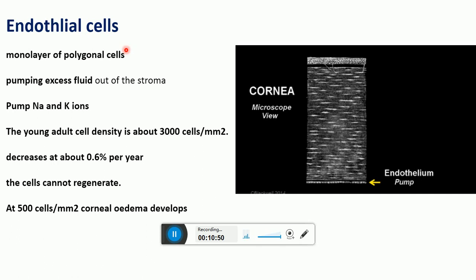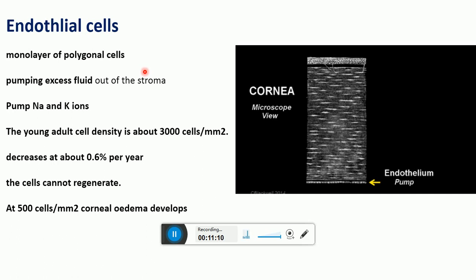The endothelial cells are interconnected with each other with various junctional complexes like zonula occludens and macula adherens. These cells possess an ion transport system which is known as the endothelial pump. These endothelial pumps regulate the water content of the corneal stroma.